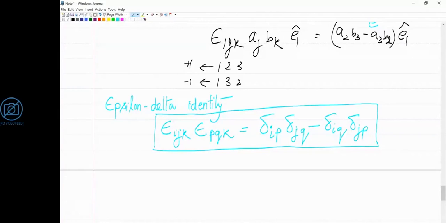And when can this be used? Suppose in an expression you somehow get two epsilon symbols. For example, if you have two cross products, then you will get two epsilon symbols, right? For each cross product you will have one epsilon operator. And then you can use this relationship to convert your epsilons into Kronecker delta. And after you have gotten Kronecker delta, then you can use the Kronecker delta identity to compact the expression.